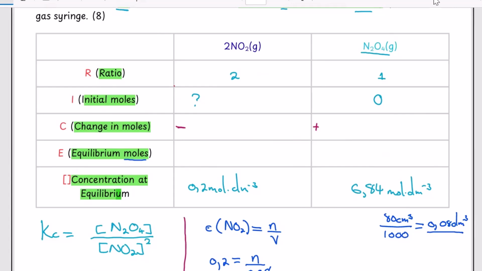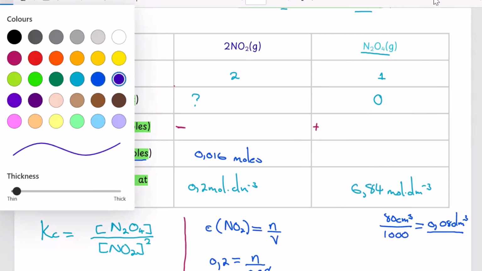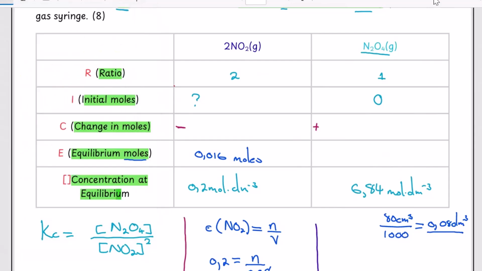So I'm going to substitute the number of moles that I have for NO2 there, which is 0.016 moles. Okay. Then after that, I'm also going to do the same for N2O4 and calculate the number of moles. So let's work out the number of moles for this one. The concentration of N2O4 is equivalent to the number of moles all over the volume.